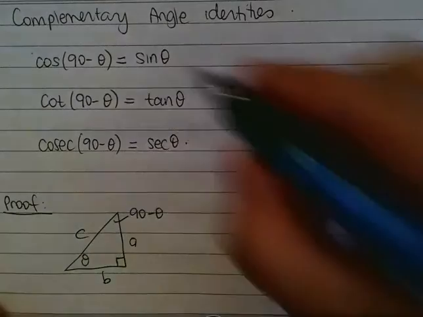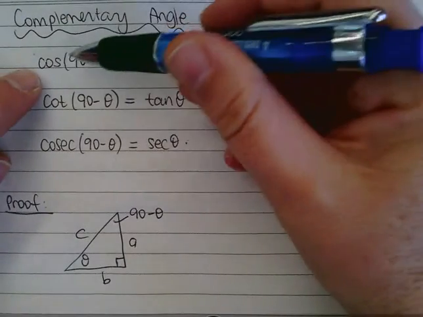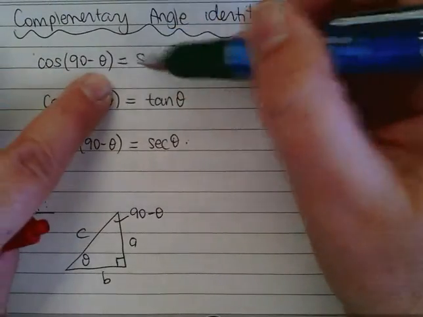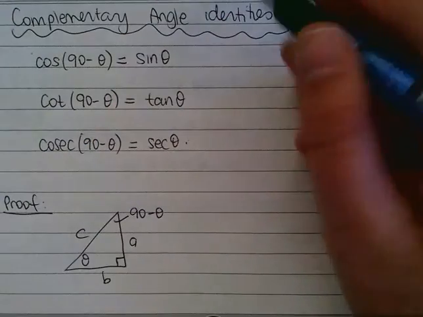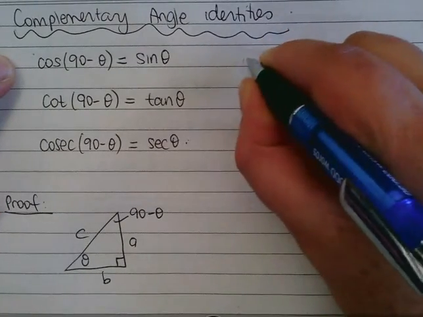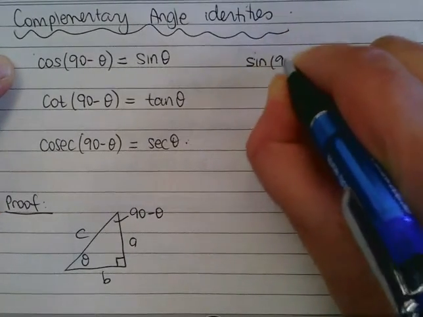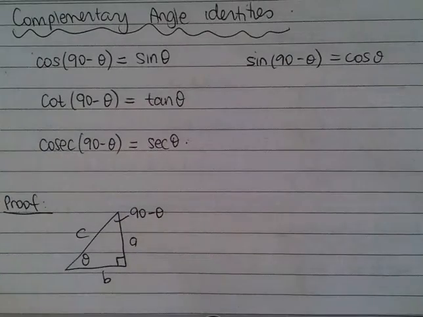3 complementary angle identities. Okay. Now, those 3 complementary angle identities: cos of 90 minus theta equals sine theta. And I could also write that sine of 90 minus theta equals cos theta. So it works the other way around, all right? In other words, cos and sine are complementary. But you already know that one.